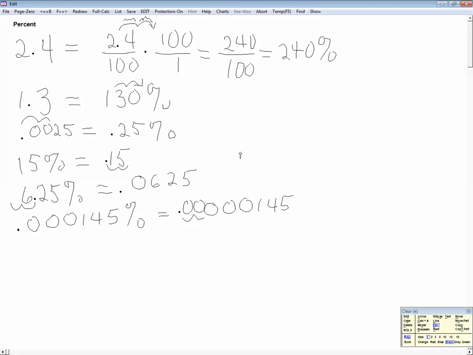So I think that's enough about the basics of percentages. In the next module, we'll talk about how to do discounts and interest rates and that sort of thing.